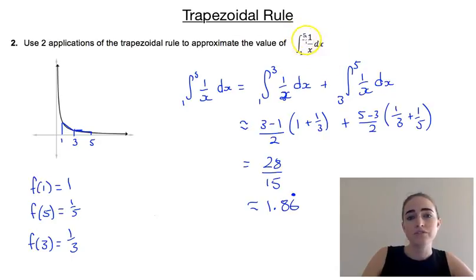So same integral that we're evaluating, but this answer is much more accurate than our 2.4 that we got in our first example, because we've done two applications of the trapezoidal rule instead.